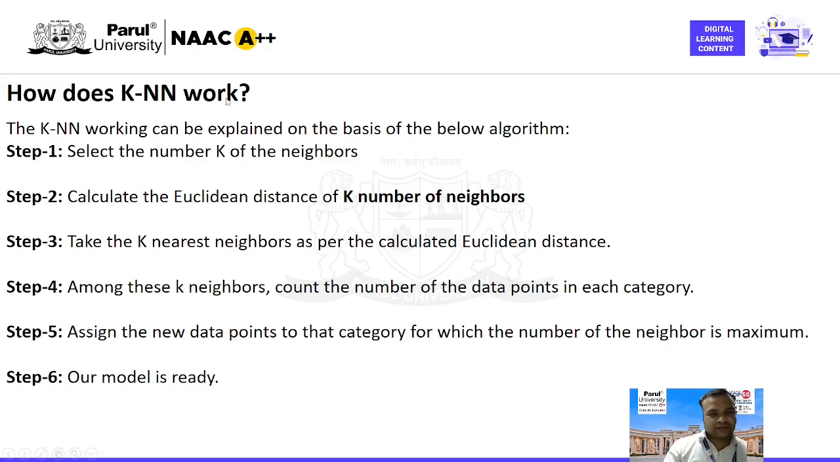How does KNN work? There are some steps we have to follow whenever we apply KNN. Step 1, select the number K of the neighbors. Step 2, calculate the Euclidean distance of K number of neighbors.